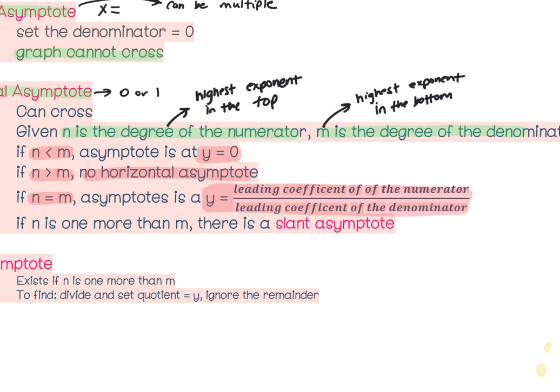So those are your three scenarios with a horizontal asymptote. Either the one in the top is less than, so it's 0, they're equal, so it's the leading coefficients, or the one in the top is more than, and there's no horizontal asymptote.